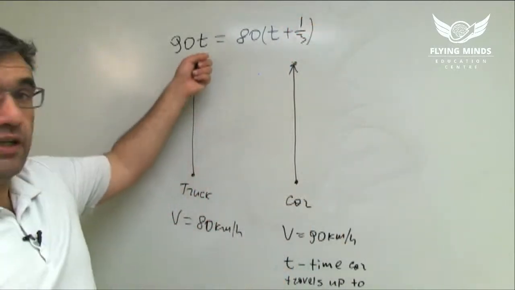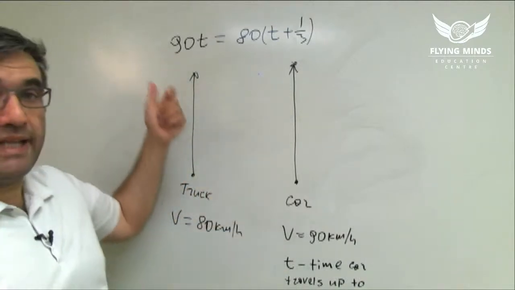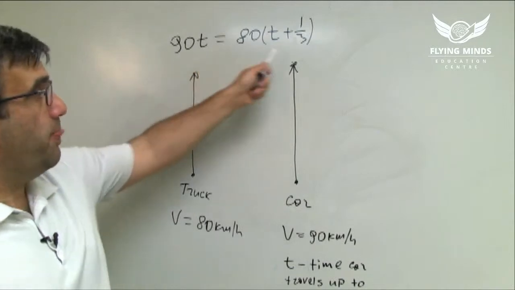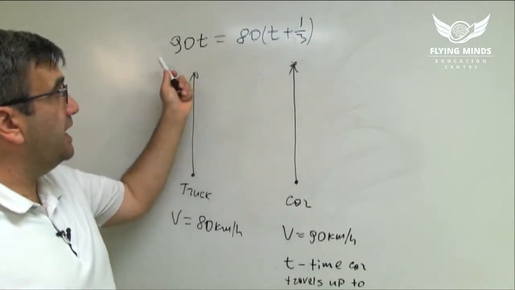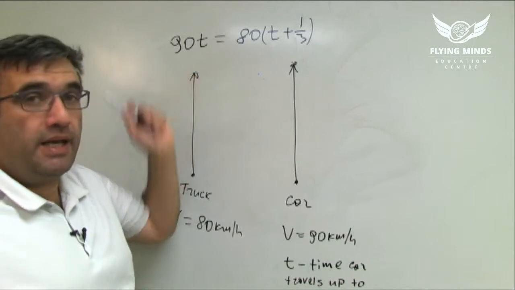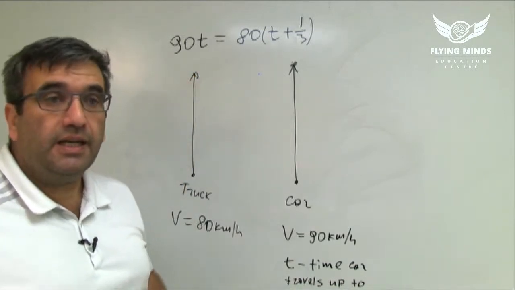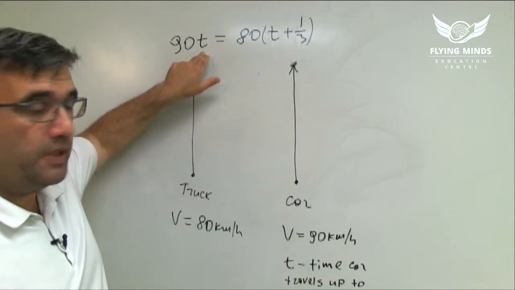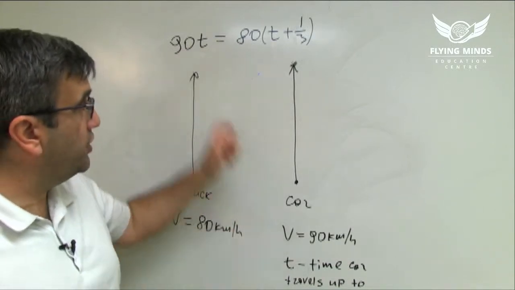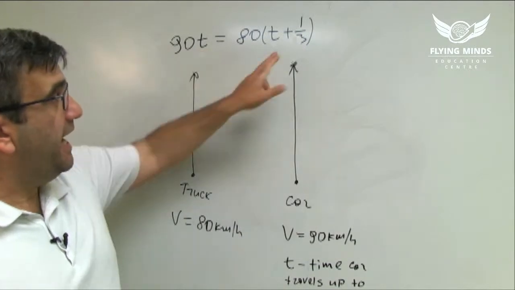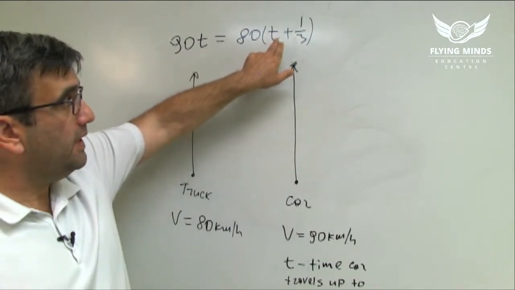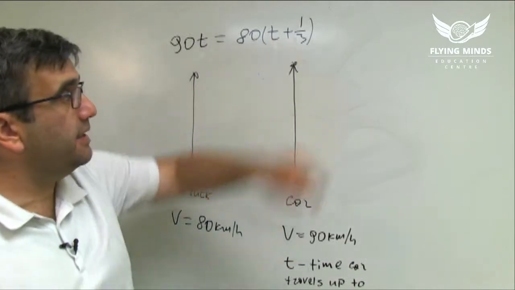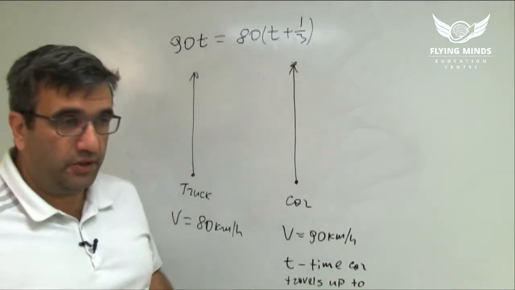right? And here we go, this is our equation that represents distance that both vehicles traveled. They traveled same distance, but with different time and with different speed. T represents time it took the car to catch up with truck, and truck traveled 20 minutes longer than the car, right? T plus 1/3.